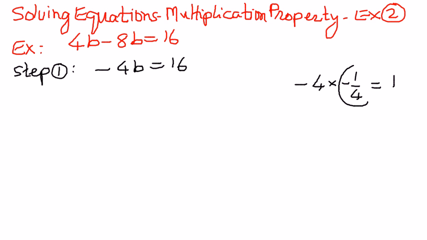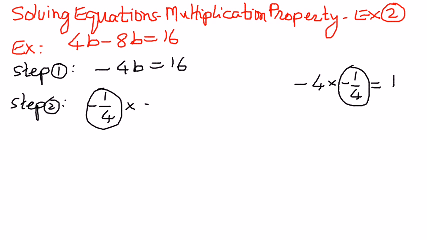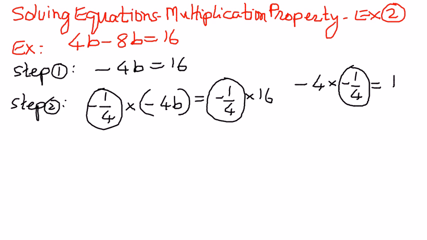So we're going to multiply both sides of the equation by the reciprocal of negative 4, which is going to be negative 1 over 4. Negative times negative is a positive, 4 divided by 4 is 1. So as step number 2, we're going to multiply both sides by negative 1 over 4. Negative 1 over 4 times negative 4b, that is what we have on the left hand side, is equal to negative 1 over 4 is the number we are multiplying to 16.